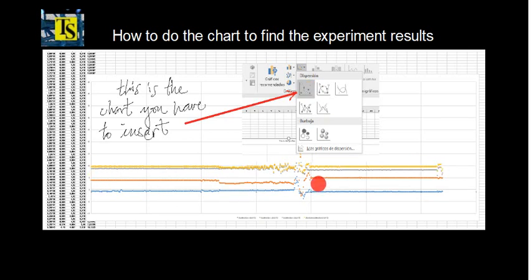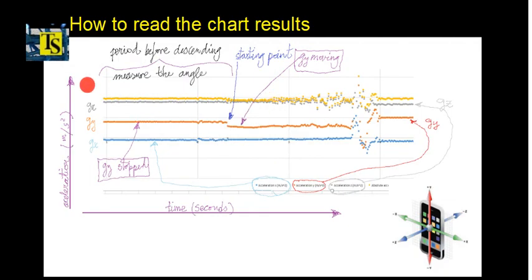You have to reduce the table as much as possible to enlarge the chart later to find the information there. This is how the chart is going to look after enlarging it. Let's study what we have here. We have the acceleration in meters per square second in this direction and the time in this direction.